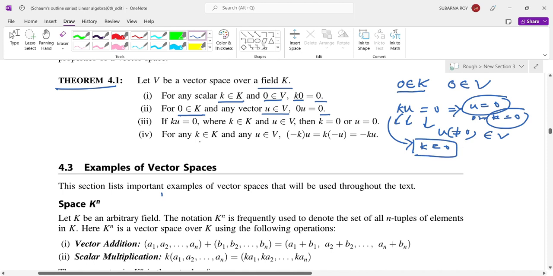So the zero scalar. And for any k and u, if we find minus k into u, it can be written as k into minus u, which will provide us minus k into u.